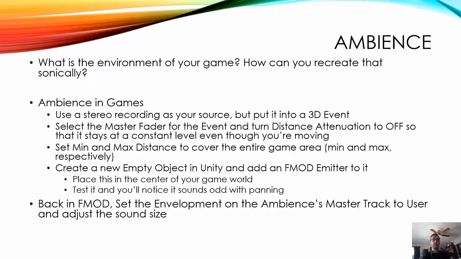Then you're going to set the min and max distance to cover the entire game area, so literally to min and max respectively. Then what I like to do is to create a new empty object in Unity and add an FMOD emitter to it, place that at the center of the game, and then that is where you're going to put your ambience event. You'll notice that it's going to sound a little odd, but we can adjust that. So go back to FMOD, set the envelope on the ambience's master track to user, and adjust the sound size.